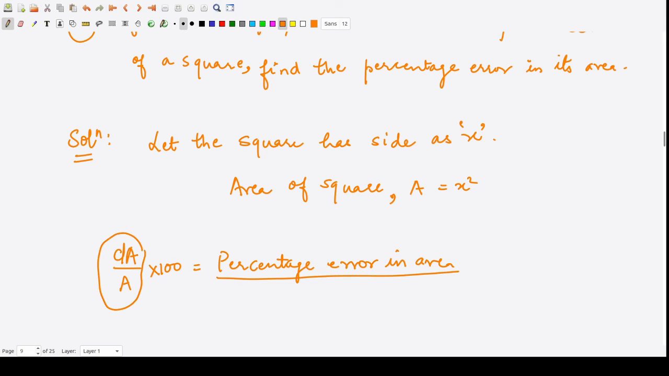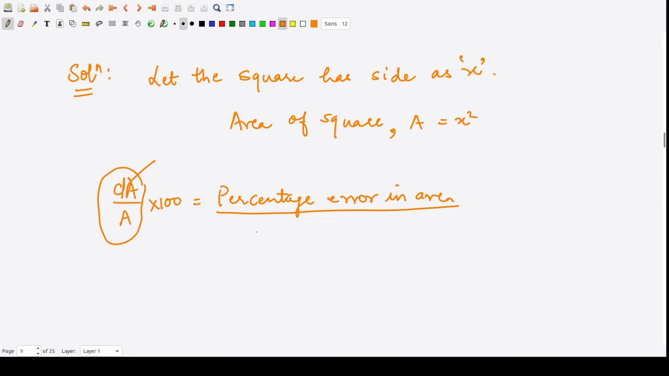Either you first calculate the derivative of A and then divide it by A, or we have some quick way to do that. How do we do that? We just take log on both sides of this expansion. So when you take log of A, that is equal to log of x square. Now if you differentiate this quantity, what do you have?